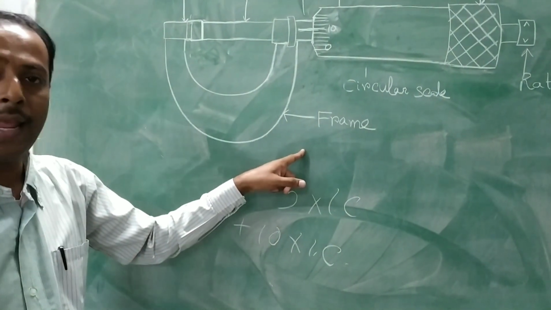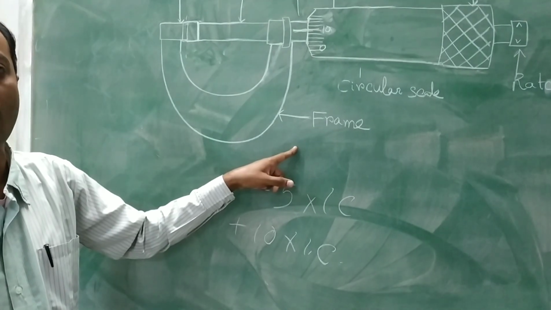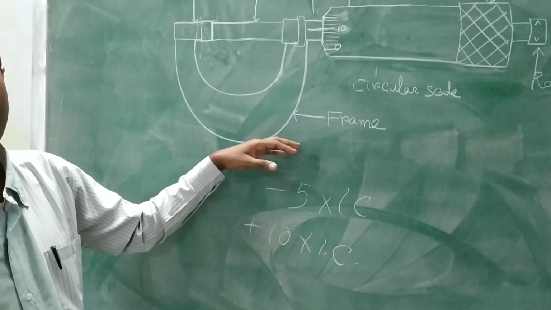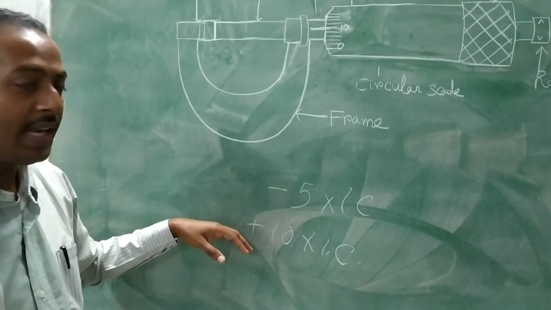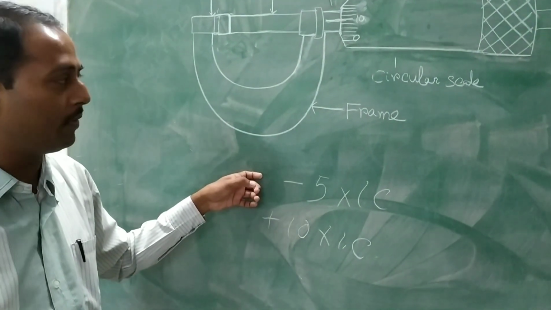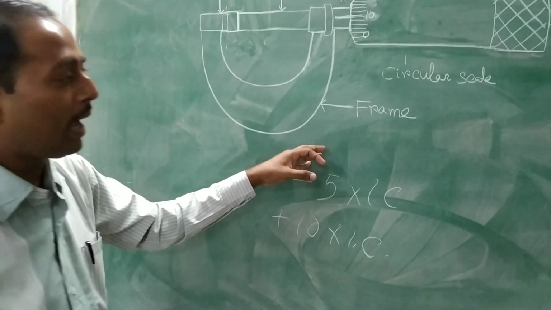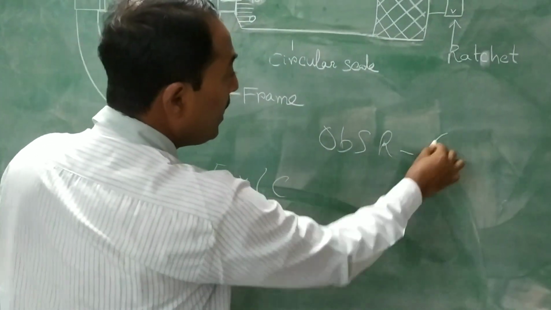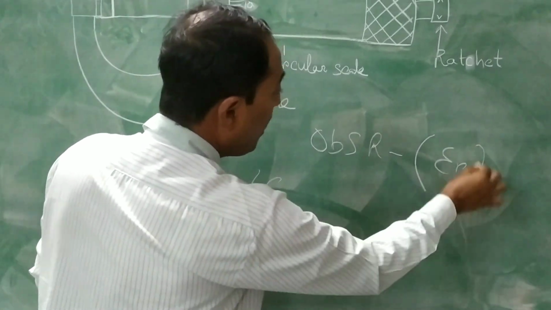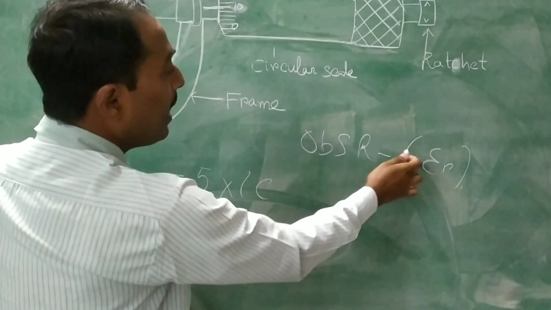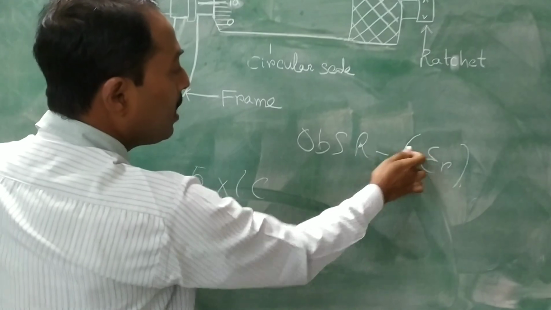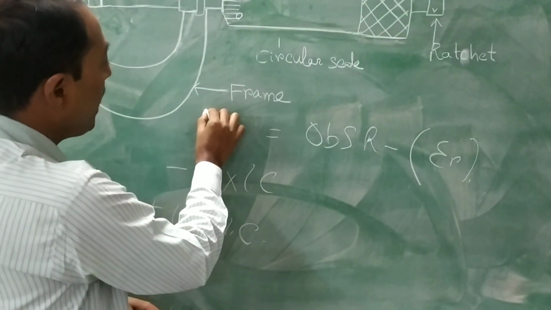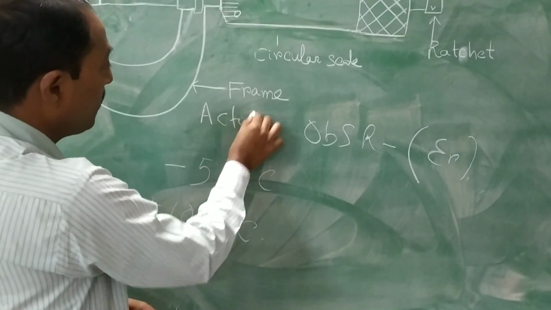Now you know the error is always subtracted from your observed reading. If it is positive, then you have to subtract, or if it is negative, then you have to add it to your observed reading. Then only you can get your correct reading. So it is your observed reading minus the error. If it is negative, then negative becomes positive, or if it is positive, then you have to subtract your error. Then only you get your actual reading. Okay.